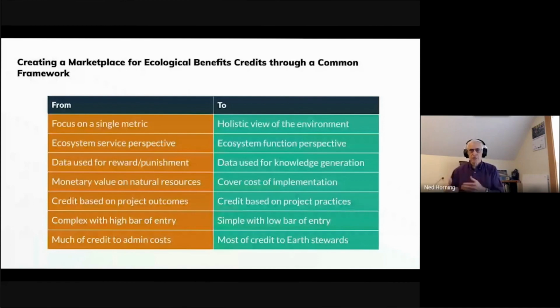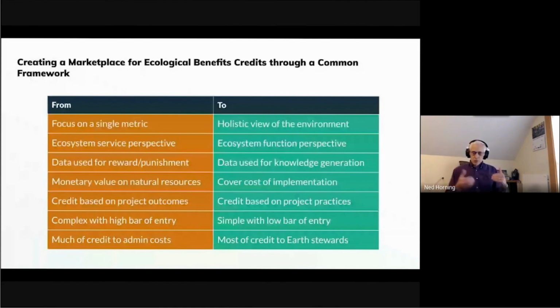Data collection is incredibly important, and like somebody had mentioned earlier, there's still a lot we need to learn about our practices and the impact on the environment. And we can use data for knowledge generation. That's going to be a very important pillar of this. The other change is, instead of putting the monetary value on a natural resource, it's more put on what does it cost to do something.